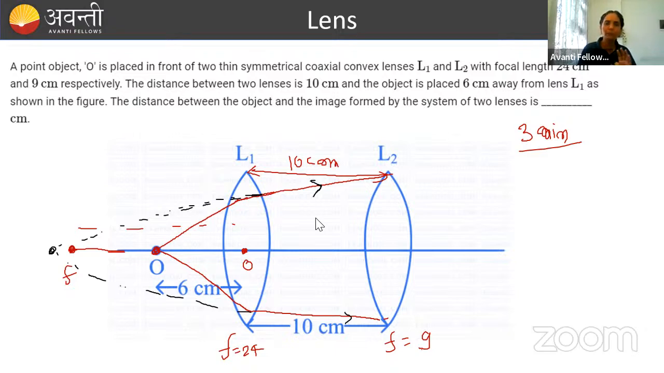And then what will happen? Let's first calculate the image distance for the first lens. When light is getting refracted by the first lens, where is the image getting formed?